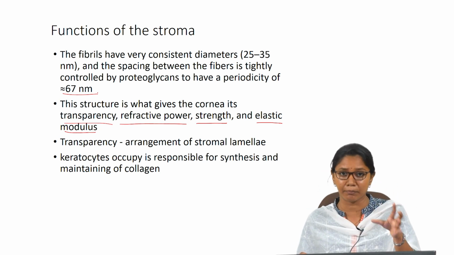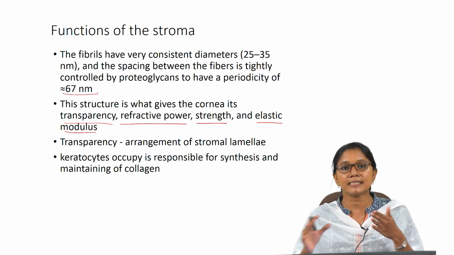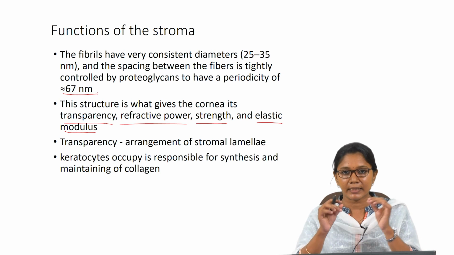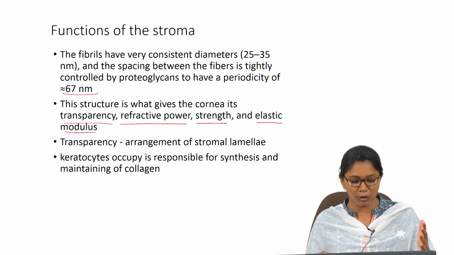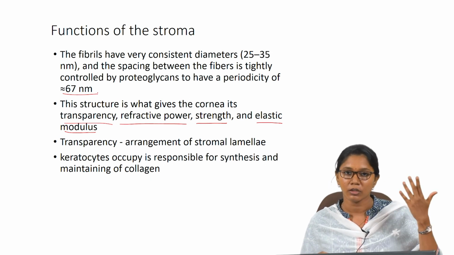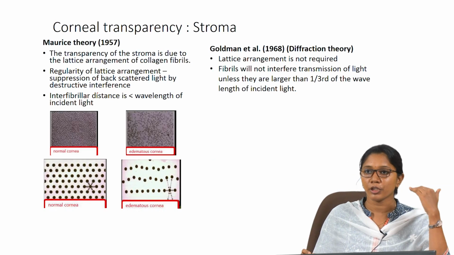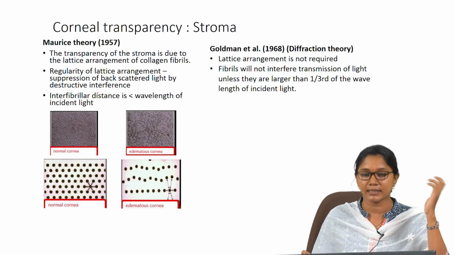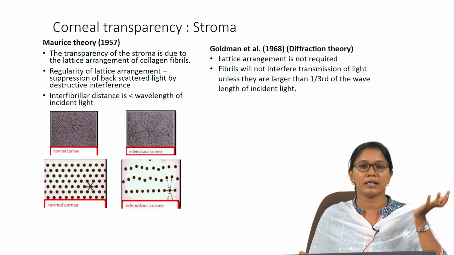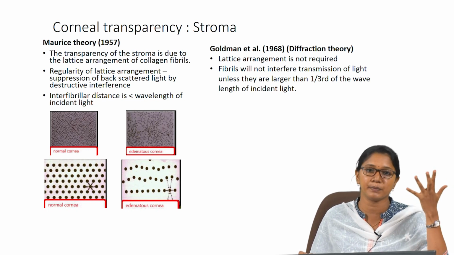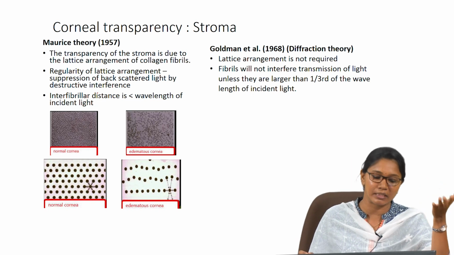These numbers are very important because they give you the periodic arrangement, similar to how a crystal structure has a periodicity in the arrangement of its lattice. The keratocytes are responsible for the synthesis and maintenance of the collagen, giving you the extracellular matrix. Transparency, as I have said, is the major function of the stroma, but why will collagen fibers arranged in a lamellar position give you a transparent membrane? What is the functionality? For this, two people have developed their own theories.